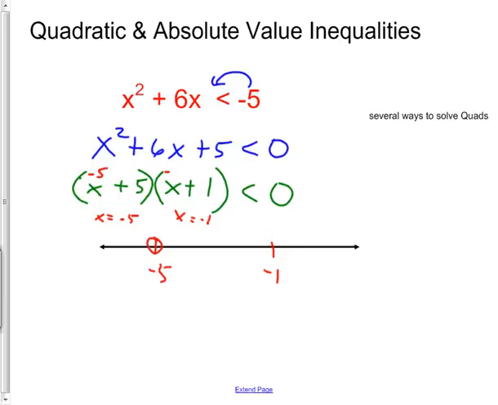-5 is a 0. It will equal 0. It won't be less than 0, so it's not going to work. And so is this. This was a 0, so it's also not going to work.